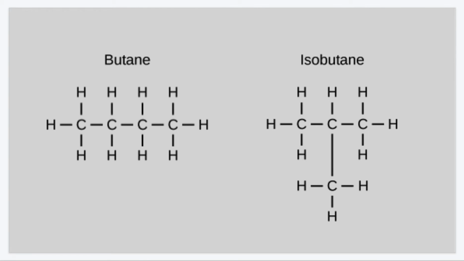So I have a few of these images, and I want you to think what they have in common. We can see here that there are obviously two different types of molecules, but they have some things in common. So here we have butane and isobutane. Over here there's 1, 2, 3, 4 carbons and 10 hydrogens. And here we have exactly the same. We have 4 carbons and 10 hydrogens.